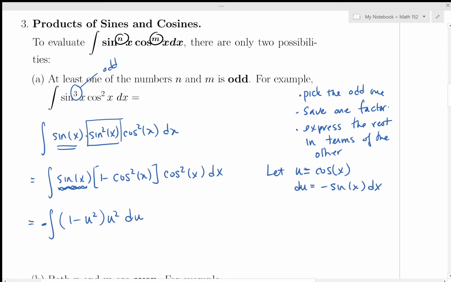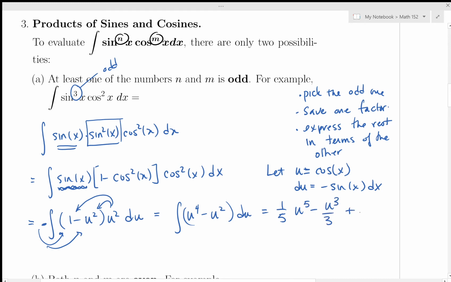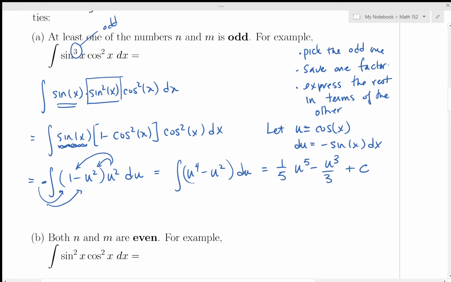So that's nice. Then I can just write that here. I'm maybe going to reverse the order to get rid of the negative sign. I'm going to put that in here like that. So then this will be u squared. I'm going to multiply that out and get u to the 4 minus u squared du. I can easily integrate that: 1/5 u to the 5 minus u cubed over 3 plus the constant, and then I do the back substitution and write out the answer.